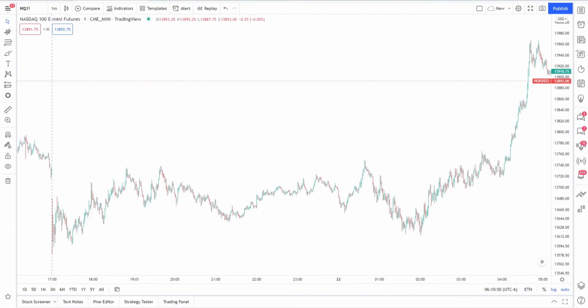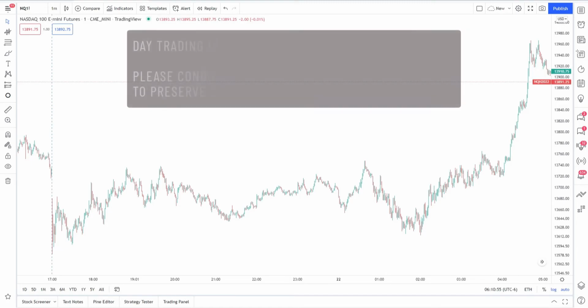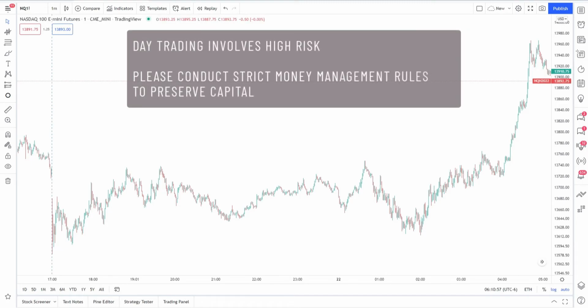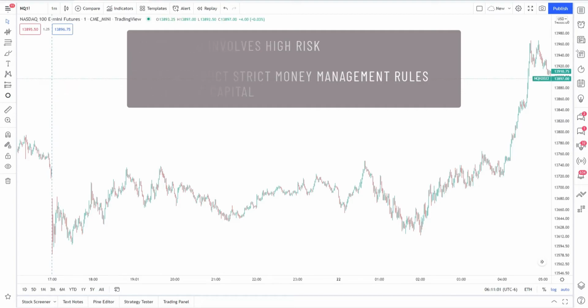So let's take a look at an example used in the anchored VWAP if we wanted to look for some sort of day trading setup. Of course, day trading means that we're going to have to lower our time frame, and in this case I've got a 1-minute chart up open in NQ.